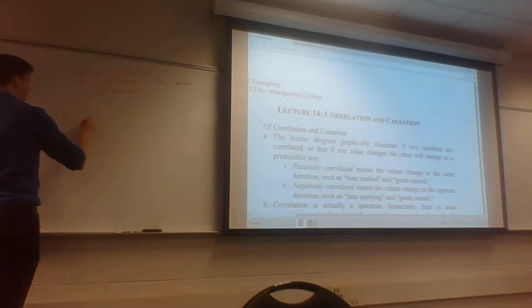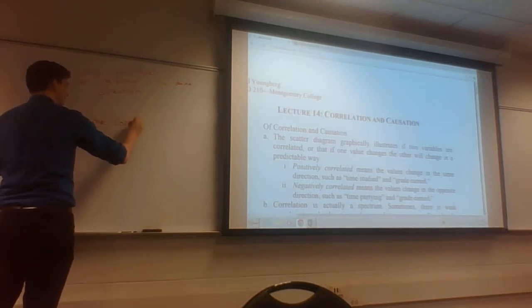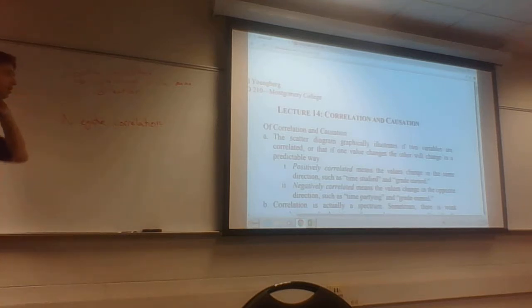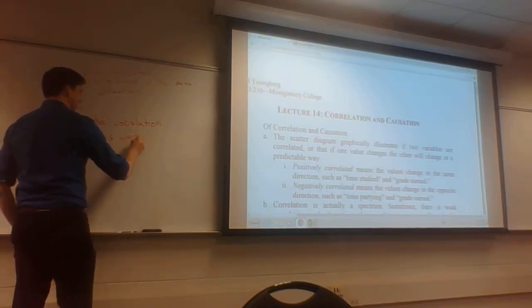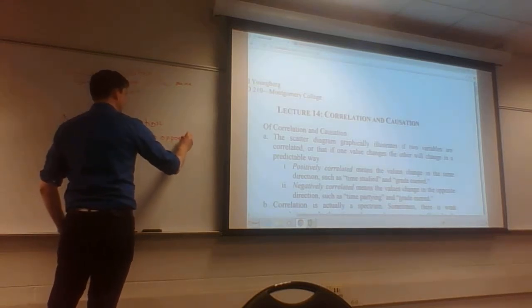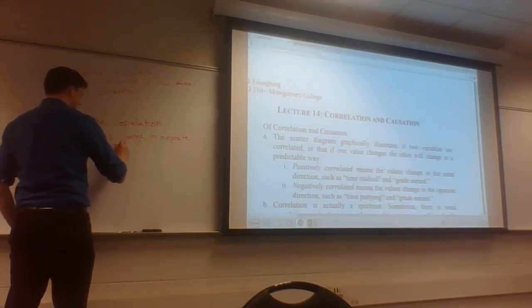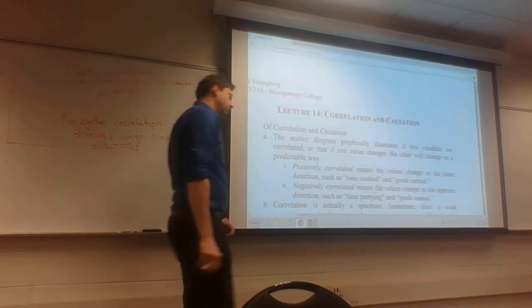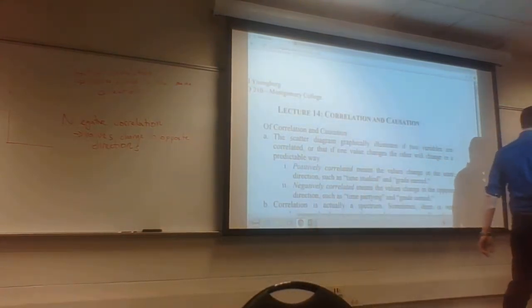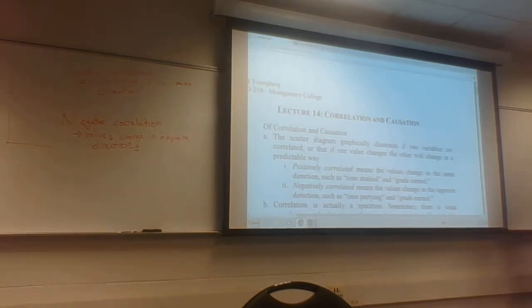Similarly, we have negative correlation. Negatively correlated variables means the values change in the opposite direction. As one increases, the other decreases, and vice versa. So, probably like, I don't know, cigarettes per day and lifespan. People who smoke a lot tend to live less. People who smoke a little tend to live longer.